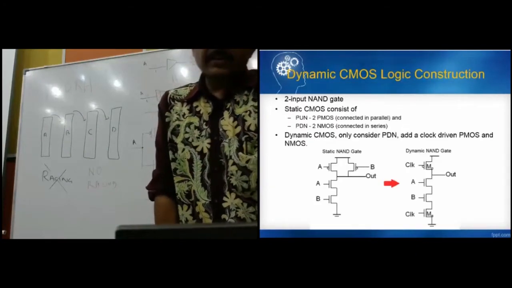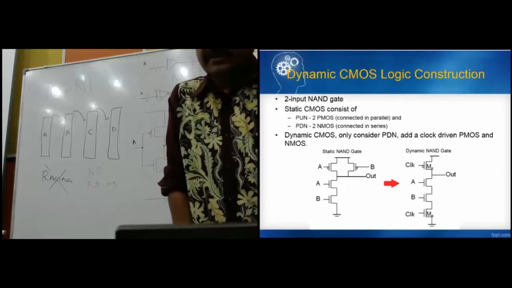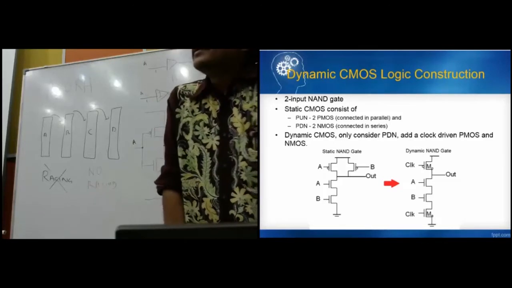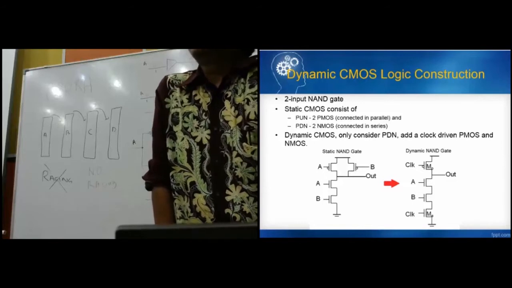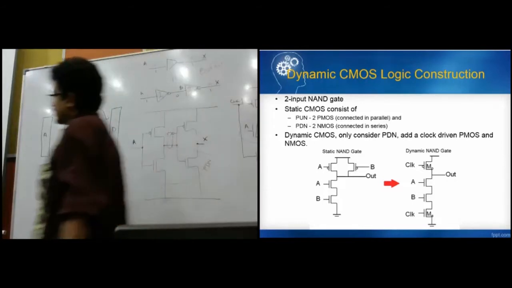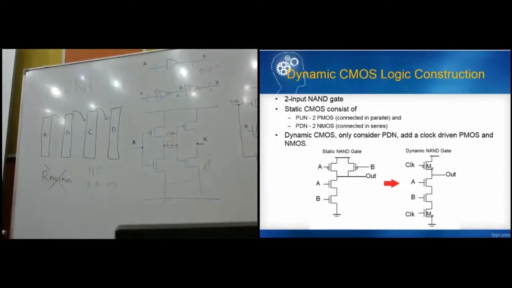Okay, now we'll see the construction of dynamic CMOS. Ini adalah senang je. Kalau katakan kita ada NAND gate yang static, kita ada dua PMOS disambung secara parallel and two NMOS connected in series. So when you're converting this to dynamic, yang ini kita buang. Kita don't want the pull up. You only want the pull down. So pull down ini adalah diletak di sini, dan di antara pull down ni kita akan tambah satu PMOS dan satu NMOS. That's all.